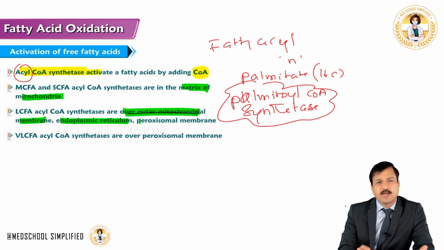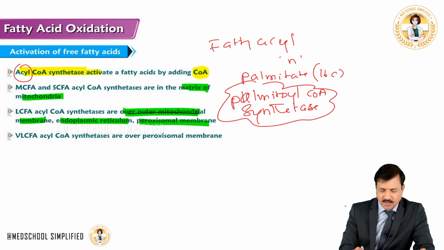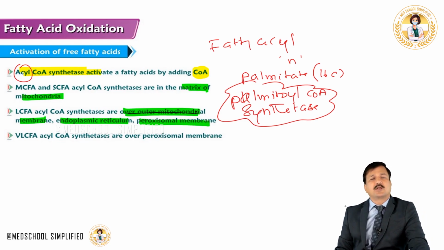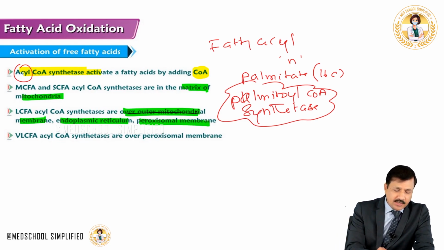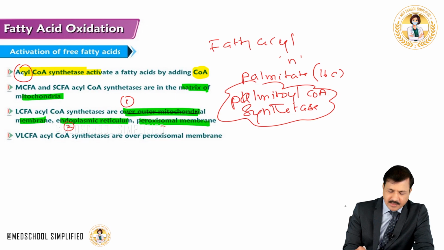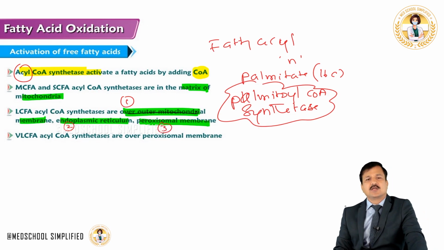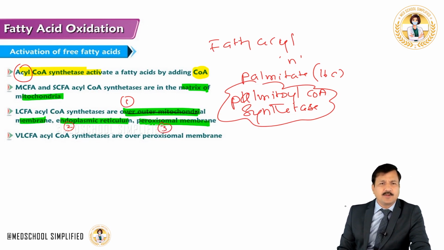They are present over the endoplasmic reticular membrane, and also over the peroxisomal membrane. Now, take a note of the different locations of long chain fatty acyl-CoA synthetases. They are present in 3 locations. One is the outer mitochondrial membrane.